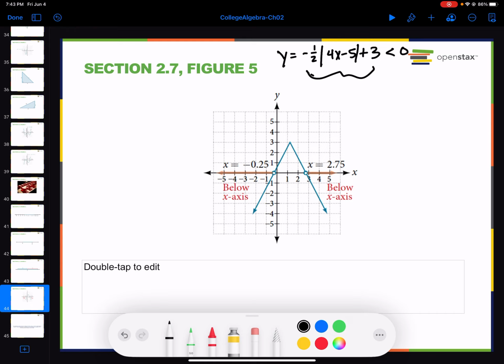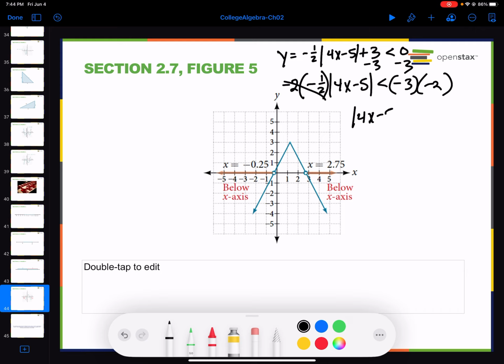So now we can go ahead and solve this. We'll subtract 3 from both sides. That's going to leave us with negative 1/2 times the absolute value of 4x minus 5 is less than negative 3. And then we'll multiply by negative 2 here. And remember, because we're multiplying by negative 2, we need to switch the signs. So this is going to cancel, and we're going to end up with the absolute value of 4x minus 5. Switch signs, and that's going to give us a positive 6.